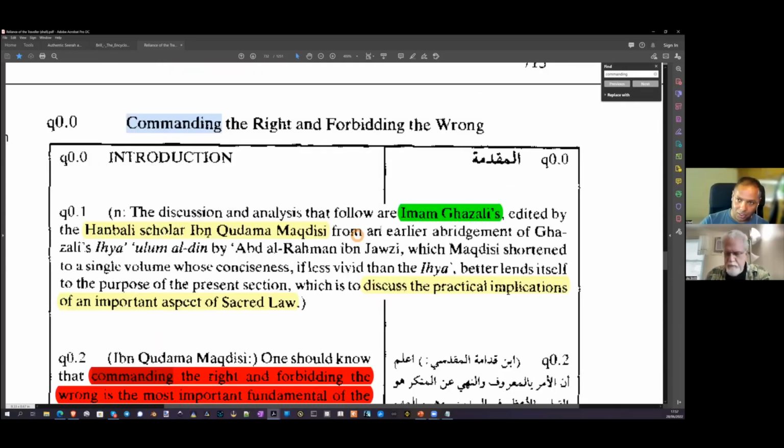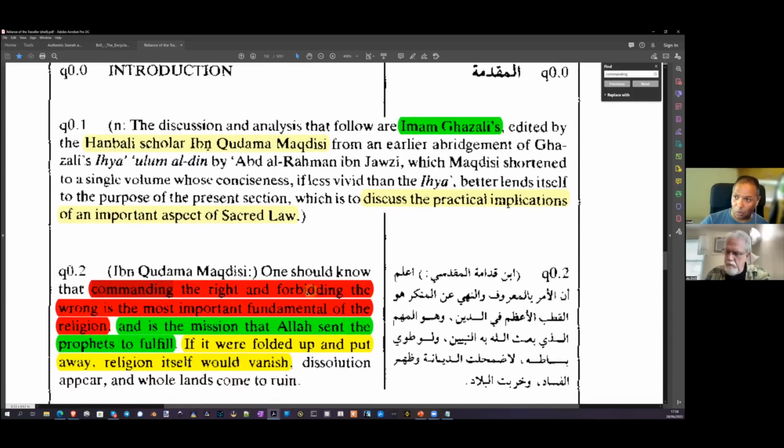The discussion and analysis that follow are Imam Ghazali's. Remember, I spoke of the most qualified Islamic scholar after Muhammad himself is Imam Ghazali, the Hujjat, the proof of Islam, followed by the 4 Imams who founded the schools of fiqh as the most authoritative Imams. And also this book, so he was a Shafi'i scholar. And this was then edited by a Hanbali scholar. So there's cross-collaboration by scholars. They're Sunni. This division into different schools is less important than people realize. And then this section is to discuss the practical implications of an important aspect of sacred law.